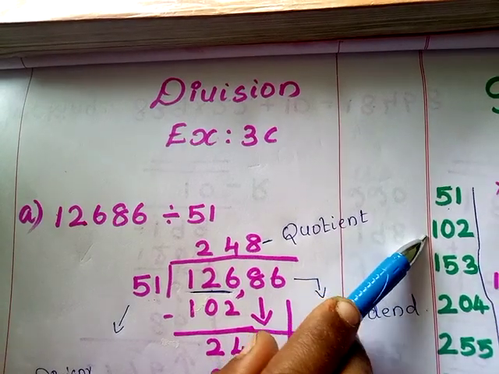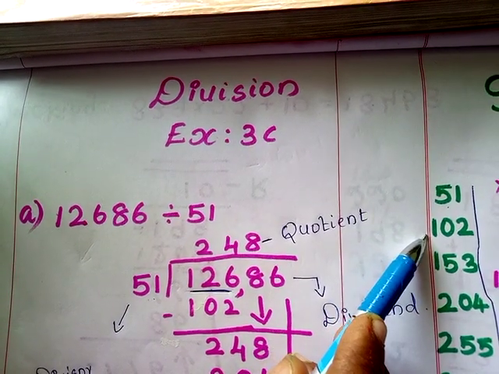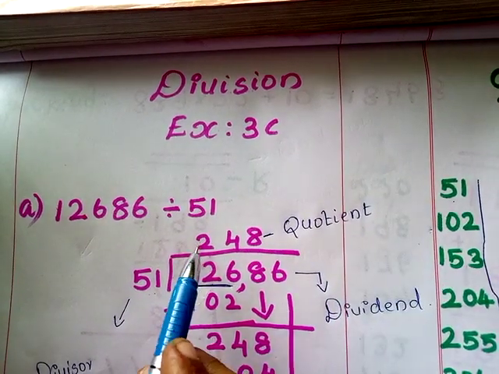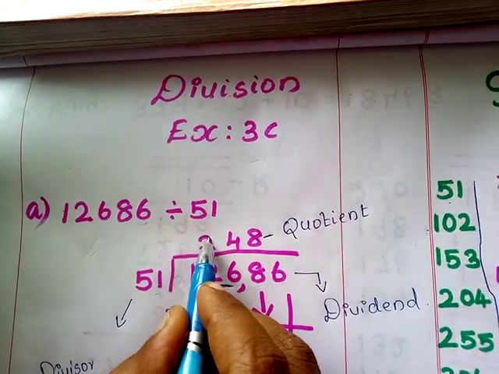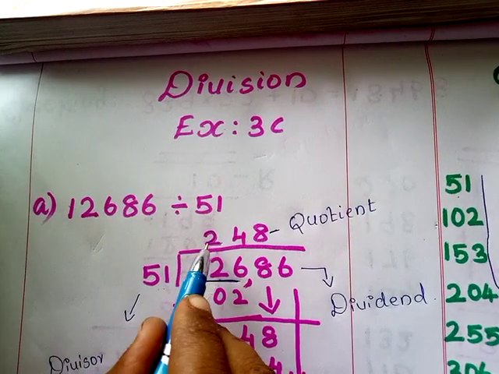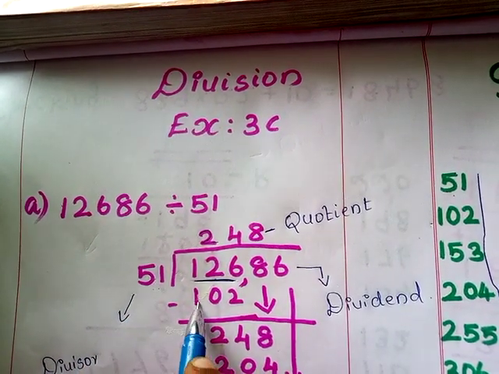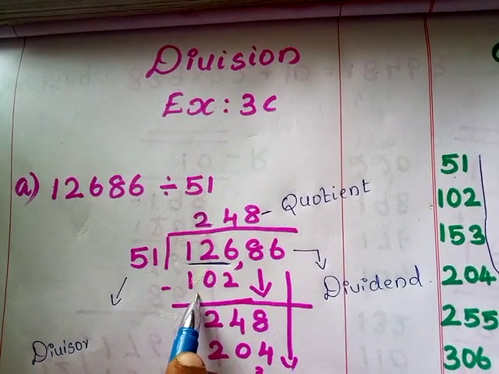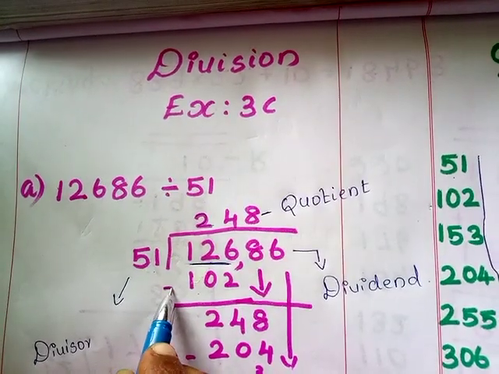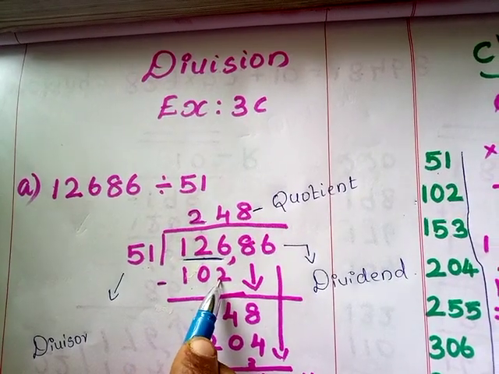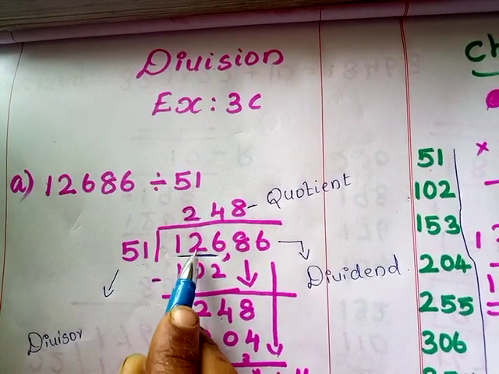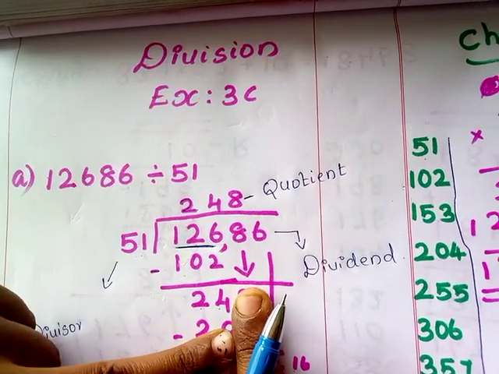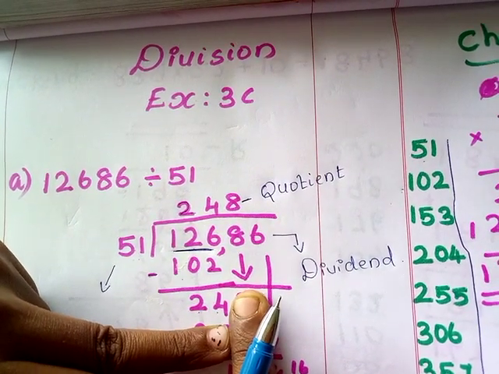So check a number which is less than 126. That is 102. So 102 how many times in 51's table? 2 times. So write 2 in the quotient. So here I have written 2. Okay. And write what is 51 into 2? 102. So that I have written. Now what is my next step? Subtract. So I have subtracted. When I subtract 6 minus 2, it is 4. 2 minus 0, 2. So I have 24. Okay. So first I get 24.